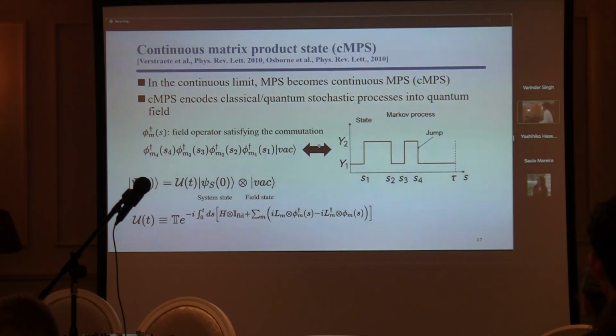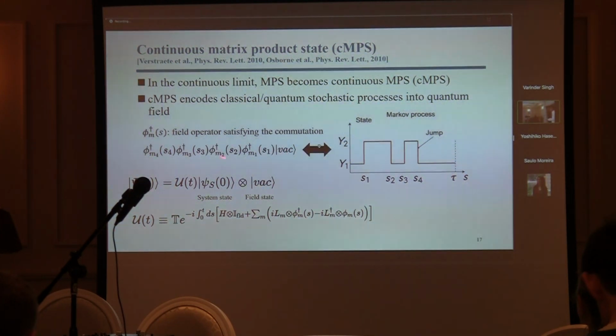Then if we consider the continuous limit of MPS, we have CMPS, continuous MPS. So CMPS encodes classical and/or quantum stochastic processes into a quantum field. So for instance, suppose we have this kind of Markov process. So we have two states, and there are jumps at s_1, s_2, s_3, and s_4. This information can be encoded in the field by this one.